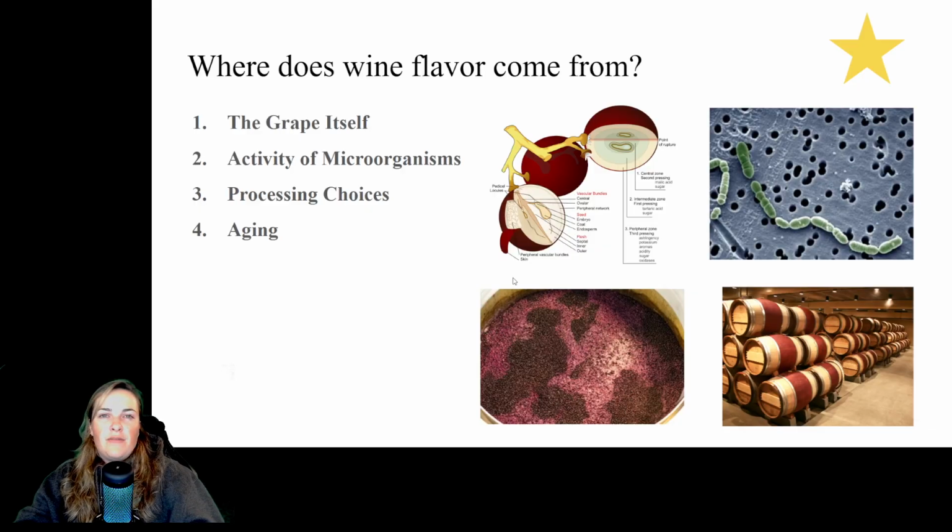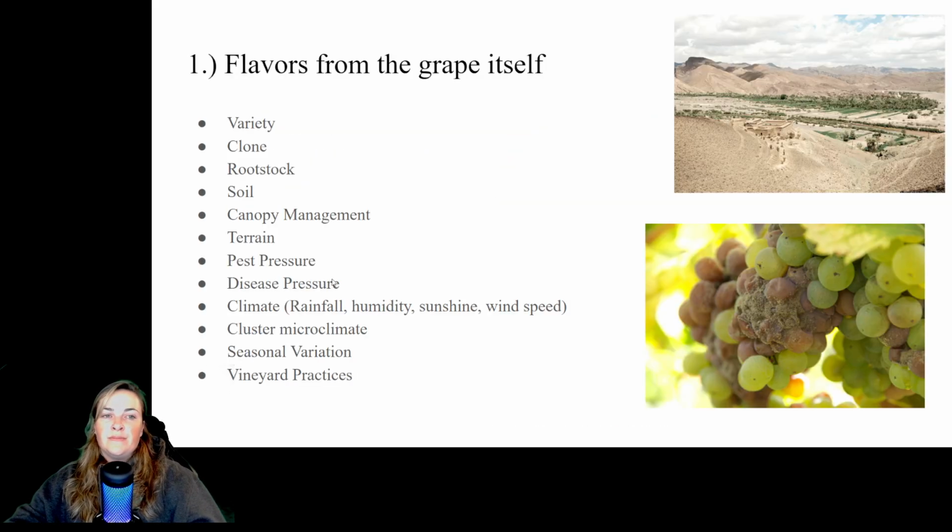People get very confused sometimes, but it's important to know, if you're going to be a winemaker or a sommelier or a viticulturist, where does that flavor in the wine actually come from? So there are 4 different things: the grape itself, the activity of microorganisms, your processing choices, and also aging. There's a star on the slide because it's very important that you memorize these things and you can list and explain the 4 different components where wine flavor comes from.